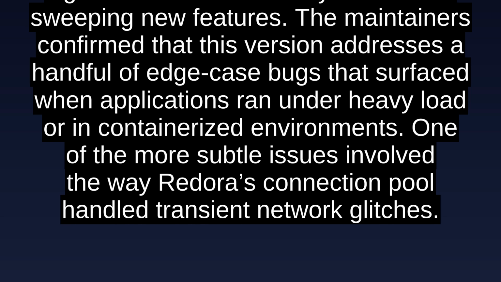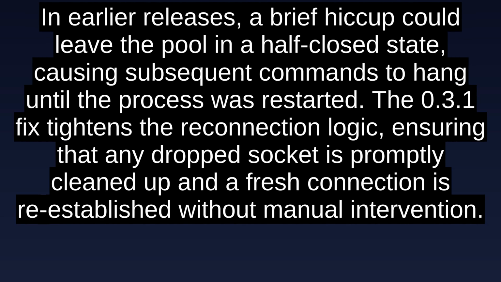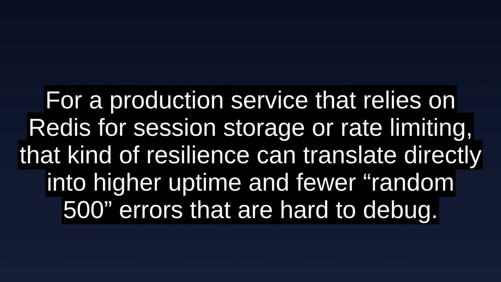One of the more subtle issues involved the way Redora's connection pool handled transient network glitches. In earlier releases, a brief hiccup could leave the pool in a half-closed state, causing subsequent commands to hang until the process was restarted. The 0.3.1 fix tightens the reconnection logic, ensuring that any dropped socket is promptly cleaned up and a fresh connection is re-established without manual intervention. For a production service that relies on Redis for session storage or rate limiting, that kind of resilience can translate directly into higher uptime and fewer random 500 errors that are hard to debug.